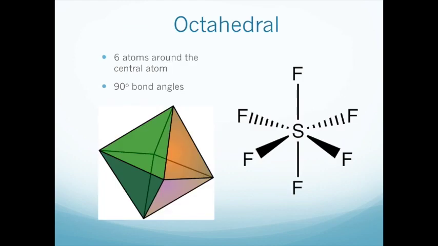Then you have octahedral geometry, where you have 6 atoms around the central atom, such as sulfur hexafluoride. This is when you have 90-degree bond angles in every direction. Here is shown 2 fluorines going backwards into the page, 2 fluorines coming outward and out of the page, and then a fluorine on top and a fluorine on bottom, and a 90-degree angle between all of them.